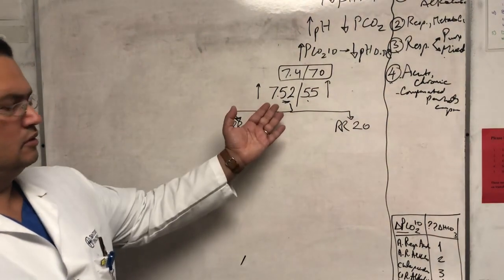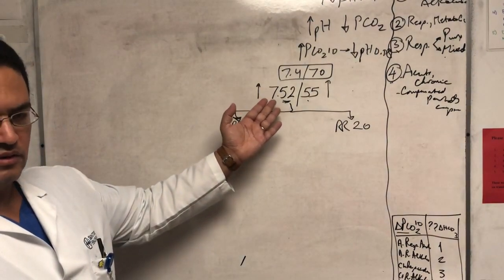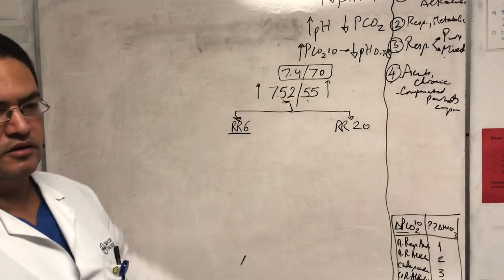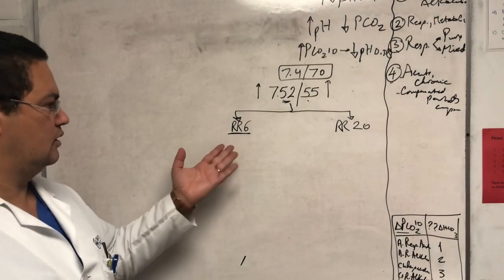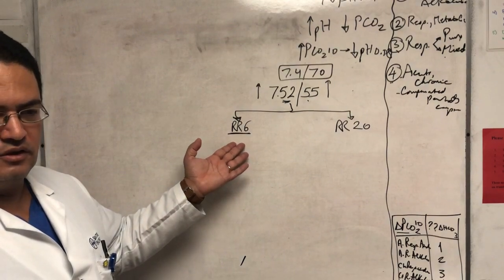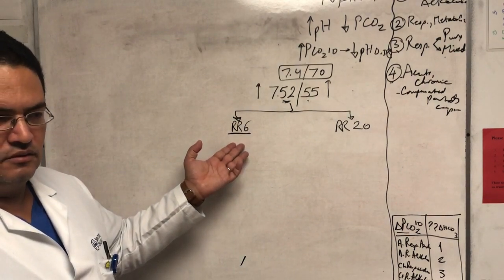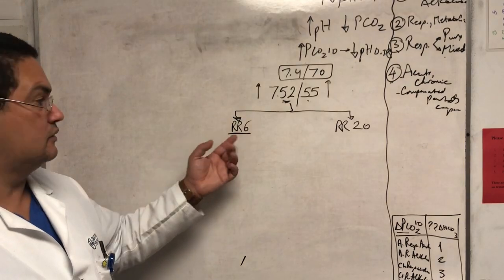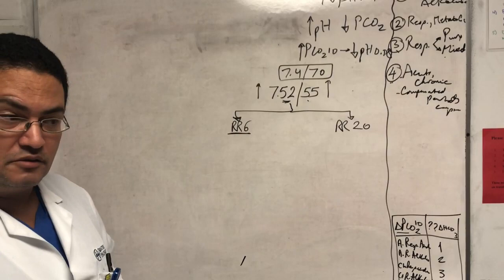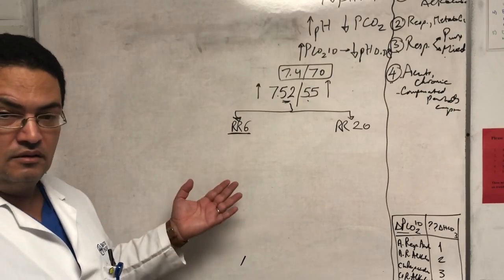So acute metabolic alkalosis, partially compensated by respiratory acidosis. Anything else you want to say here, in addition to all of this? So let's think about it. The patient is trying to accumulate CO2, so he dropped down his respiratory rate to 6, right?